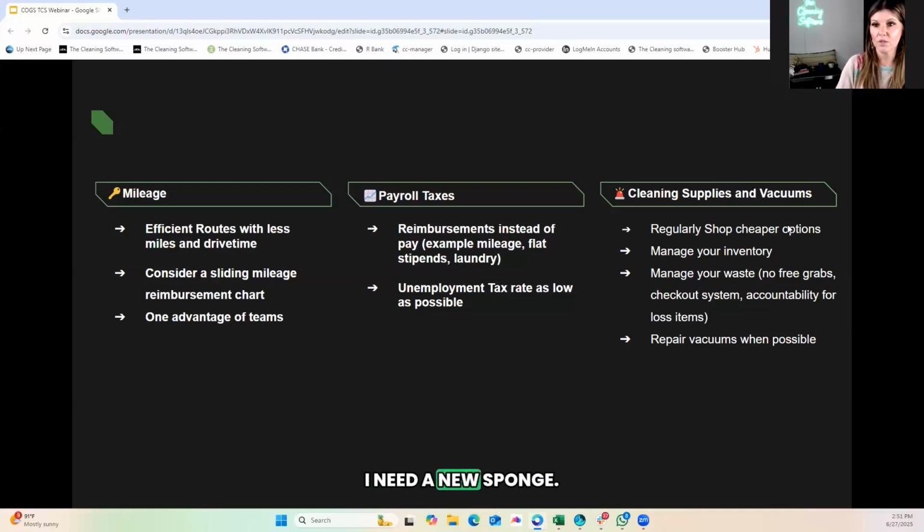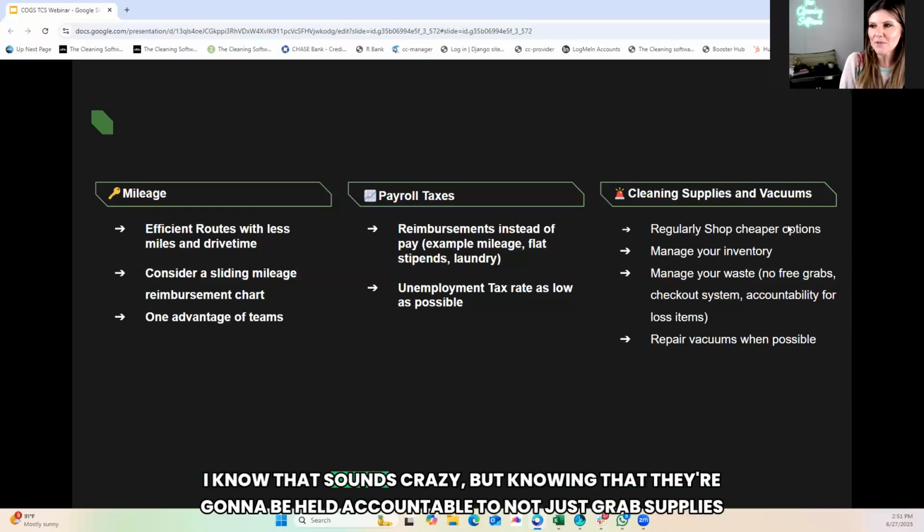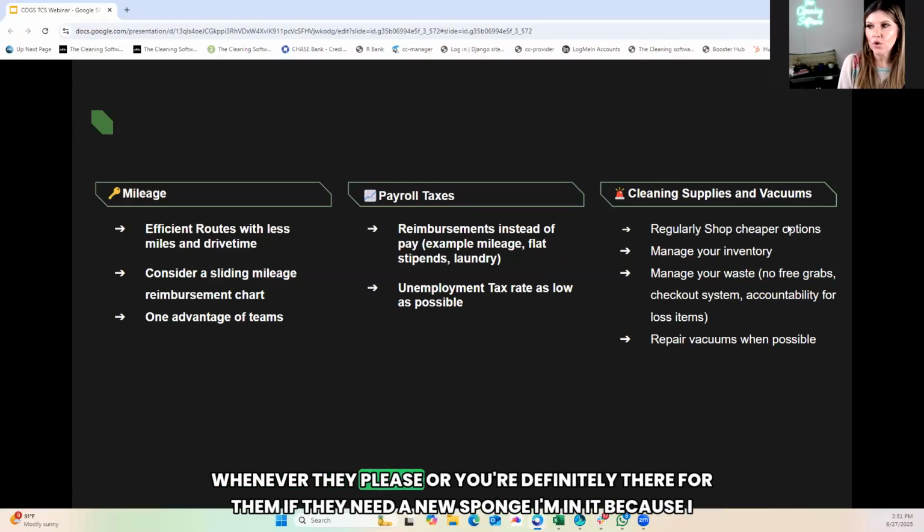I need a new sponge. Give me the gross sponge. Let me see it. Throw it away. I know that sounds crazy, but knowing that they're going to be held accountable to not just grab supplies whenever they please, you're definitely there for them. If they need a new sponge, I'm in it because I don't want quality complaints.